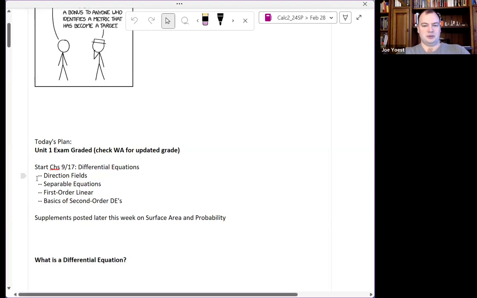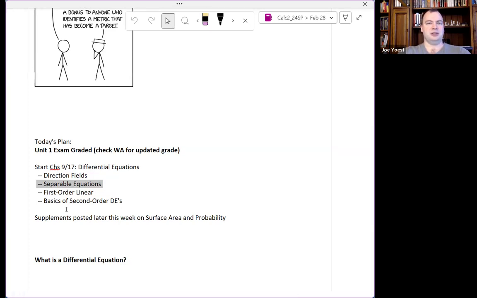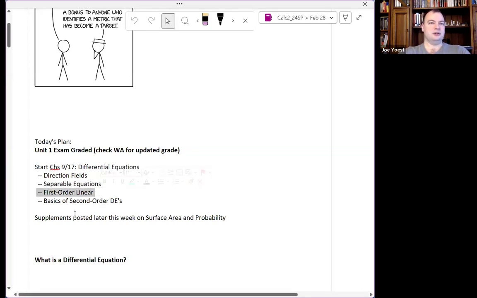So the goal will be to touch on these 4 topics. Well, I suppose, maybe even before direction fields, basic: what is a differential equation? And then direction fields, essentially a graphical solution method for differential equations. Separable equations, one of the simpler approaches to solving a differential equation algebraically, getting an algebraic solution. First order linear, another fairly straightforward approach. And then some basics of second order differential equations.